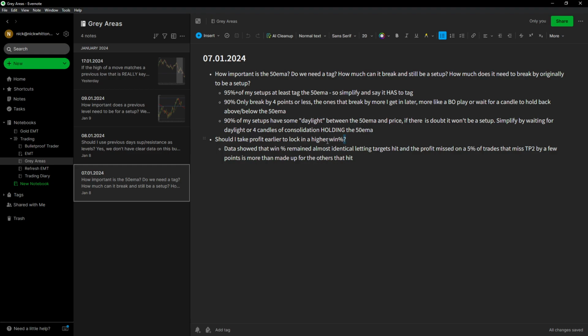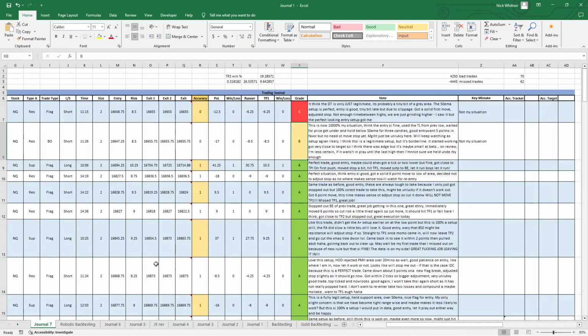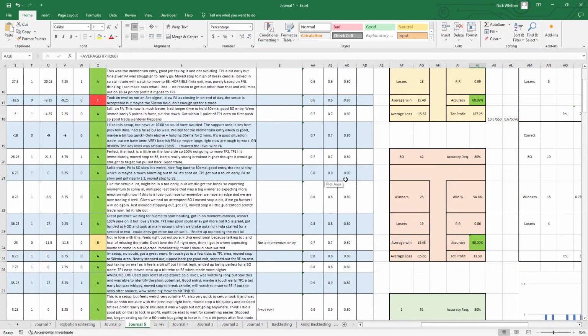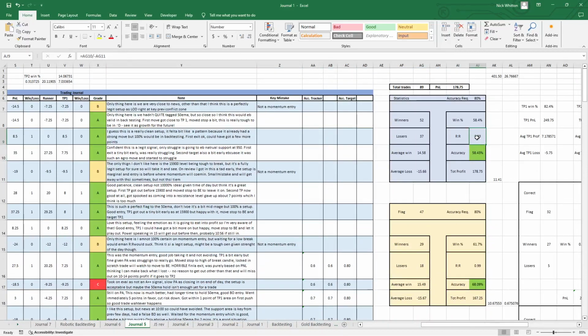And then the next gray area that I looked at was, should I take profit earlier to lock in a higher win percentage? My thought process was, well, it doesn't always go to my final profit target, so I should probably take profit out early and lock in wins. Well, the problem with that was the data showed that my win percentage actually remained almost identical, letting my targets hit. And the profits that I missed out on were made up by the extra amount that I made the other times they hit. And I found this out by simply going onto this journal here, and going, my risk reward is 0.93.